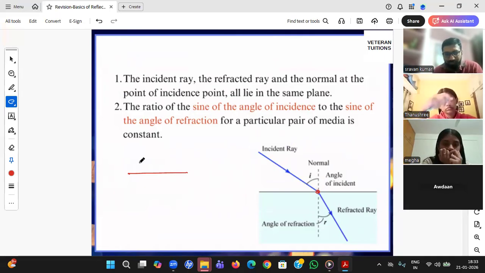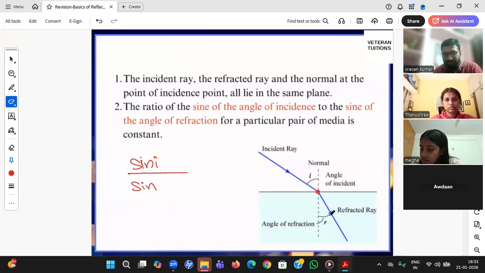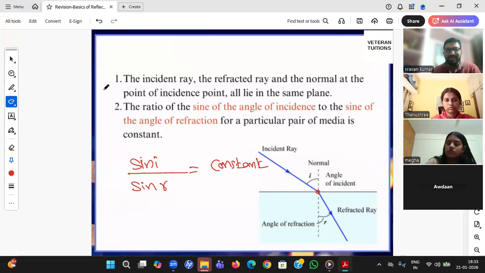Sine of the angle of incidence, that means sine I, divided by the sine of the angle of refraction, the angle of refraction is R. This is equal to a constant. Please write only these 2 points if the question on the law of refraction is asked for 2 marks. Try to remember it like this: the ratio of the sine of the angle of incidence to the sine of the angle of refraction is constant.